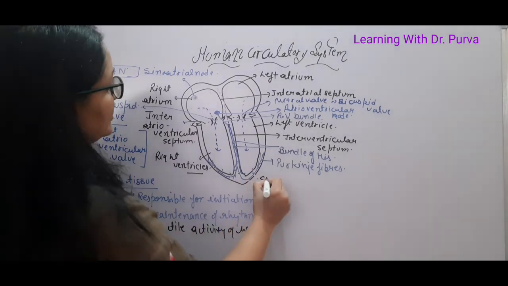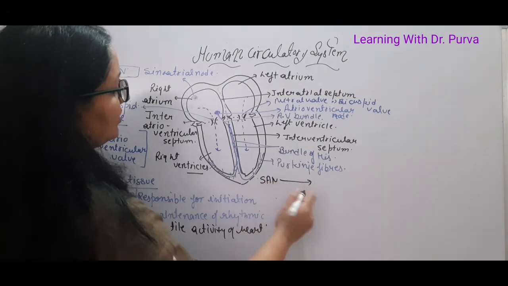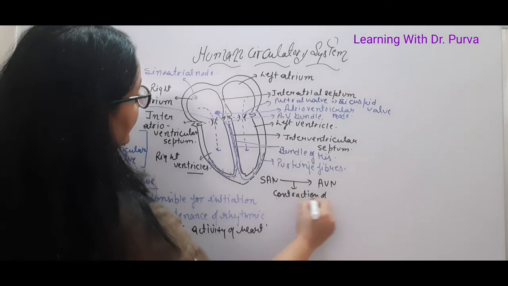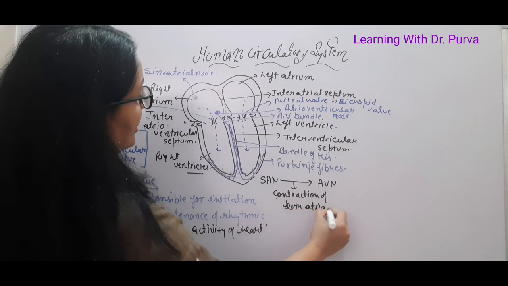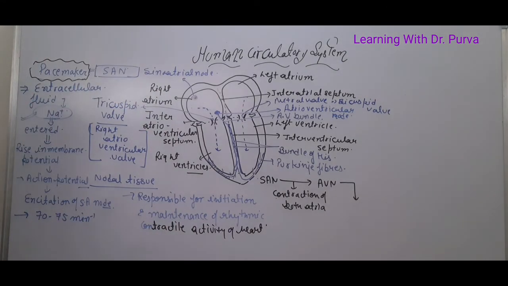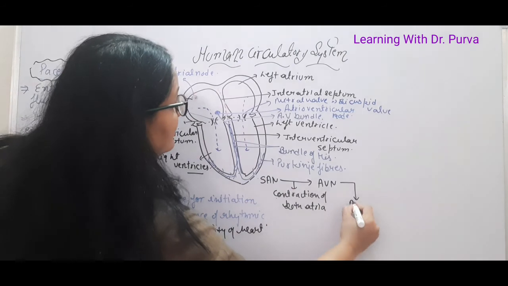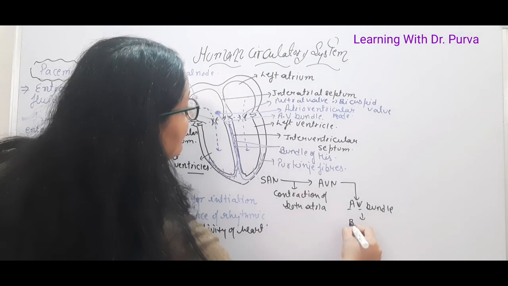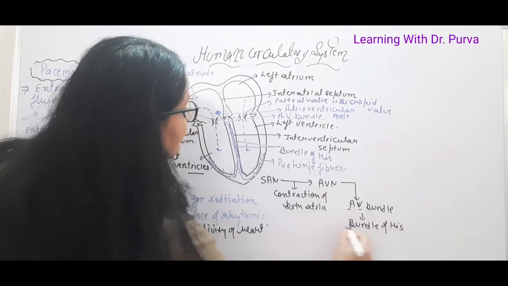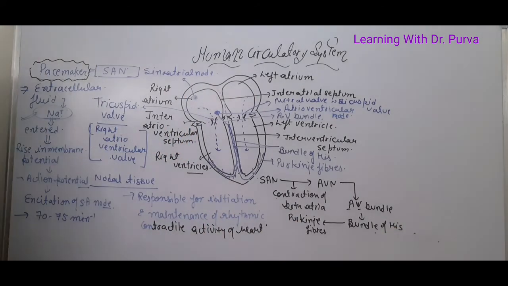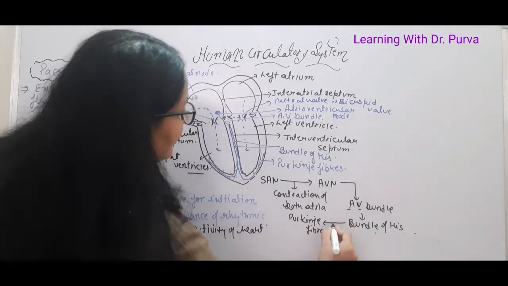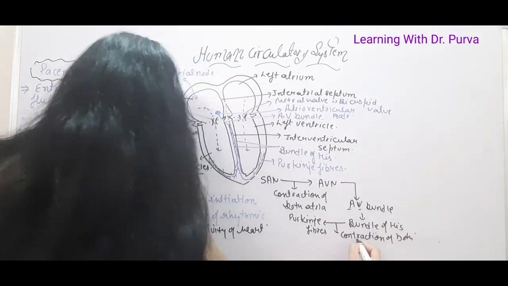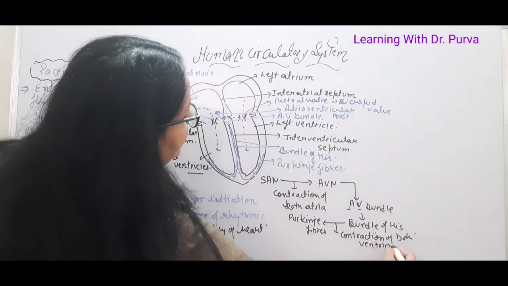So when this action potential reaches from the sinoatrial node to the atrioventricular node, there will be contraction of both the atria. Then this will reach the atrioventricular bundle, then the bundle of His, and in the last it will reach the Purkinje fibers. And when it reaches from the bundle of His to the Purkinje fibers, there will be contraction of both the ventricles.